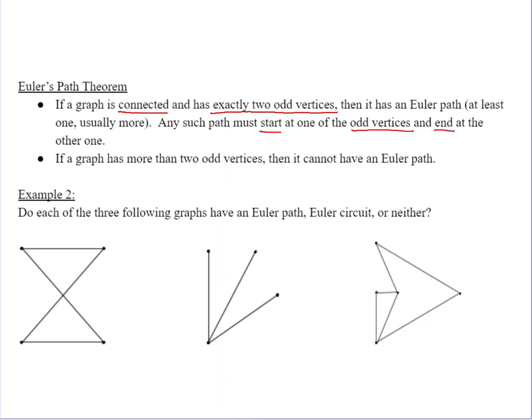So let's look through these 3 graphs. We want to know if we have an Euler path, an Euler circuit, or neither. Our first graph is connected. And if we look at the degrees of the vertices, all of the vertices have a degree of 2. So since they are all even, we have a circuit.